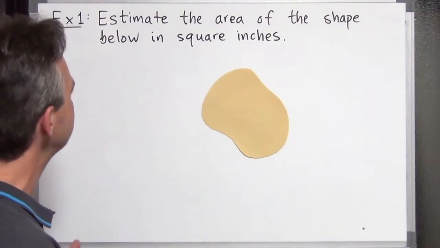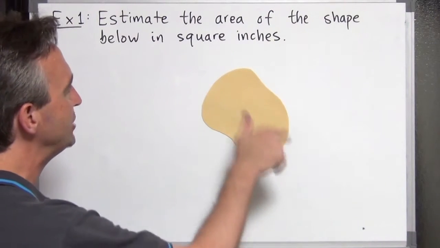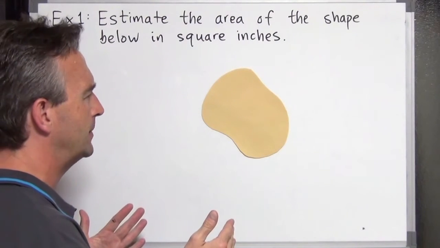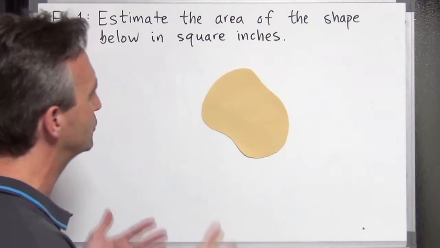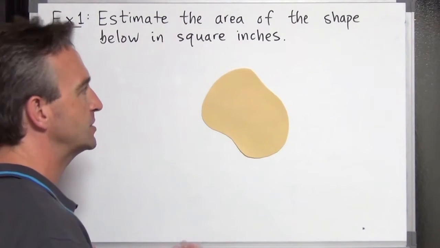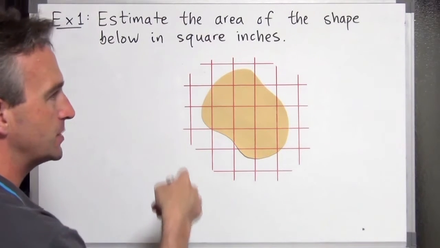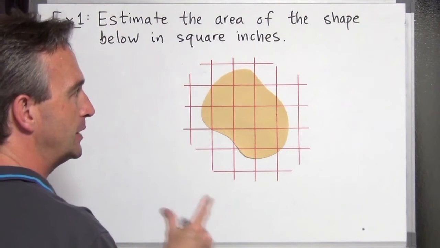Let's apply that now to this example, or it's more of just a simple activity. Estimate the area of this shape in square inches. So this is not like a square or a rectangular shape, okay? It's kind of a blobby shape here, kind of irregular. So what we're going to do is draw a grid with 1 by 1 square inches all over the shape, like so. Each one of these squares is a 1 by 1 inch square, a 1 square inch area.